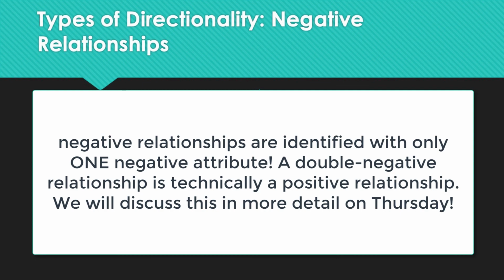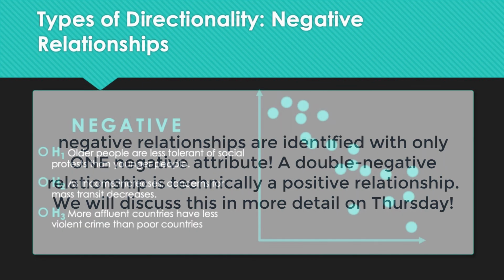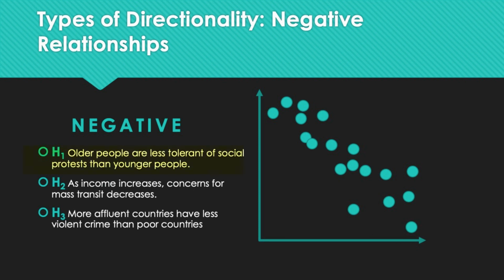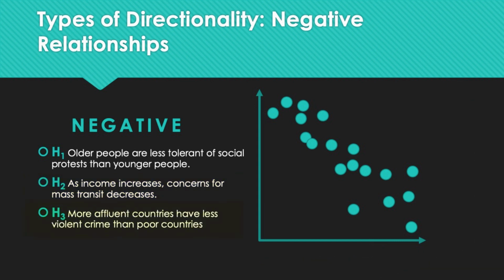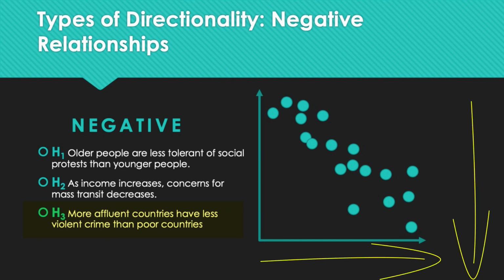Lots more examples of this to come with our homework journals. Here's an example. Older people are less tolerant of protests than younger people. So as people become older, support for social protests declines, right? As income increases, concerns for mass transit decrease. And the last one, more affluent countries have less violent crime than poor countries. So as a country becomes more affluent, violent crime decreases. So hopefully that makes sense.